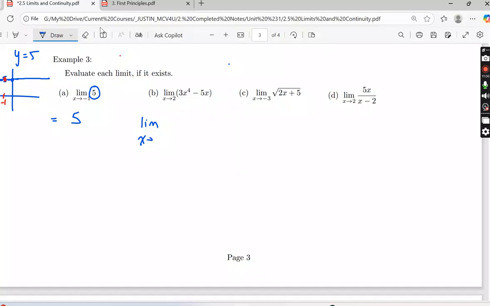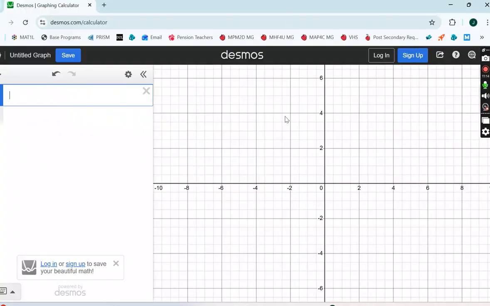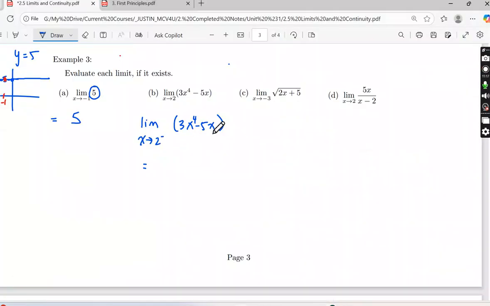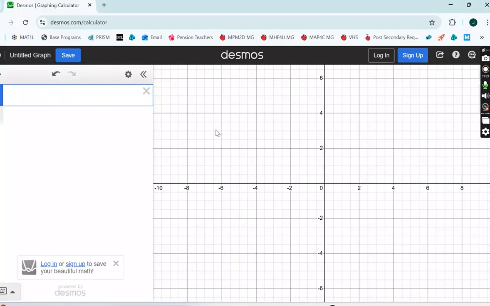So the limit as x approaches 2 from the left of 3x^4 - 5x is equal to, and then what we can do is sub in a number to the left of 2. Now many of you are looking at that and going, can't I just plug in 2 and I'll get my answer? Yes, and the reason that would work, in fact let's do that right now. 2, 4 minus 5, 2.